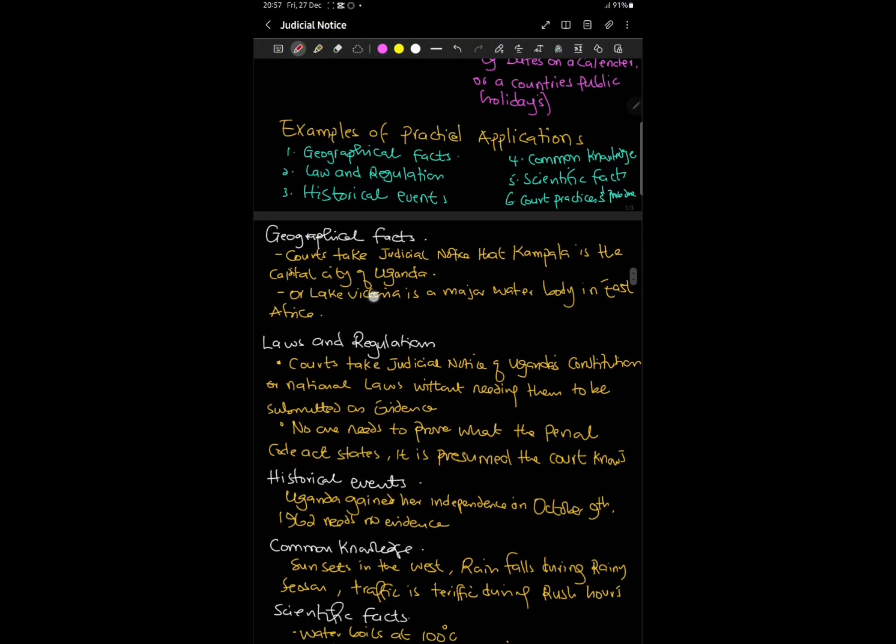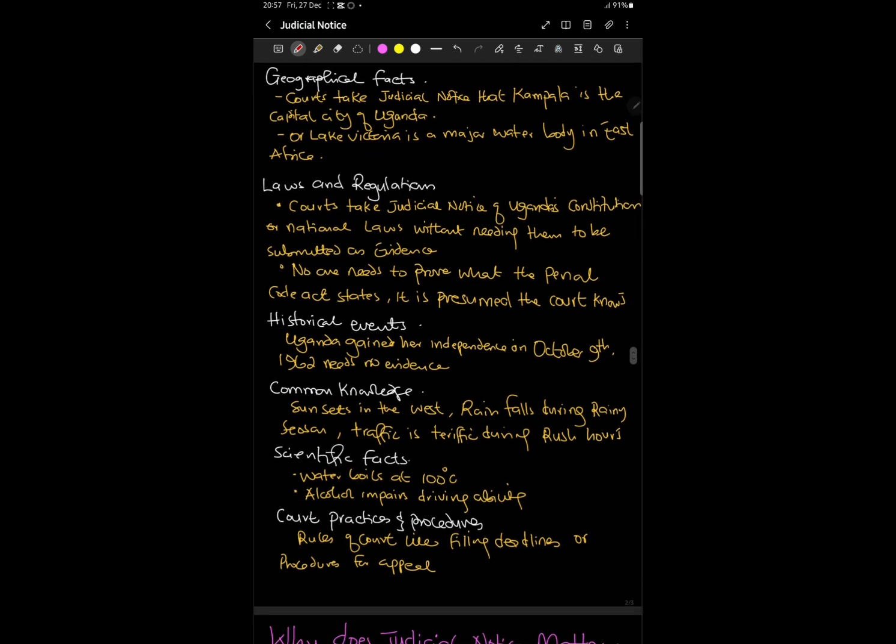If we are to start with geographical facts, this is an example. We all know that Kampala is the capital city of Uganda. No one needs you to prove that. Or Lake Victoria is a major water body in East Africa. Or Uganda is surrounded by Kenya in the east. We have Rwanda, Burundi, Sudan, Democratic Republic of Congo; all those are geographical facts.